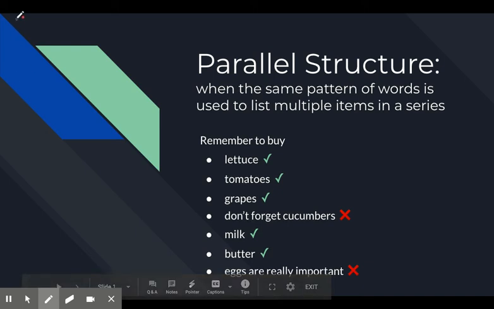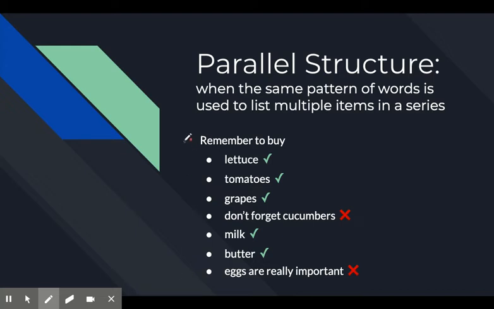So today we're talking about parallel structure, which is when the same pattern of words is used to list multiple items in a series. I wanted to illustrate this with a really simple kind of list, which is a grocery list. You'll notice this list starts out using parallel structure, which means that every item in the list follows the same pattern or is the same kind of term.